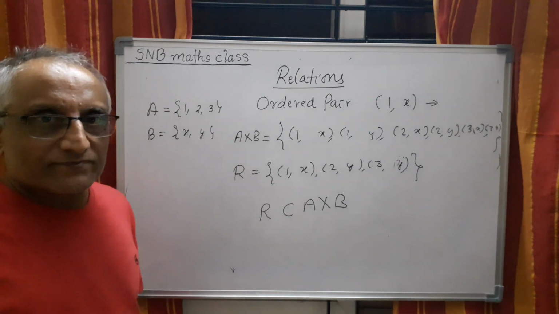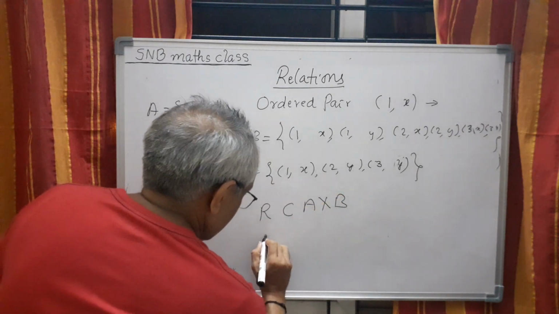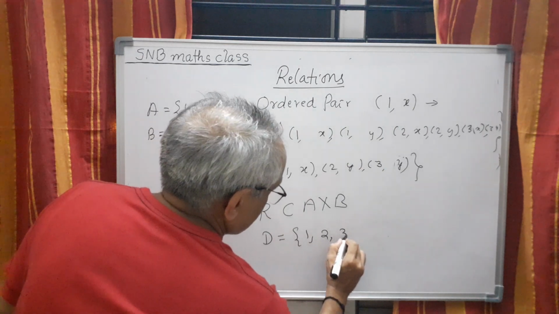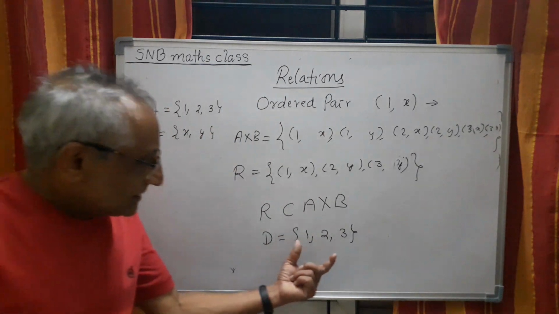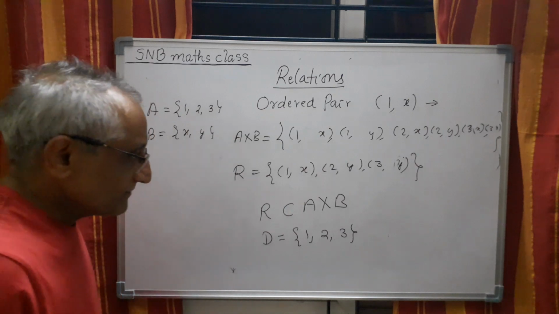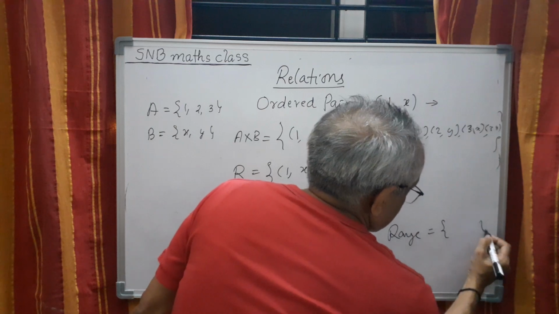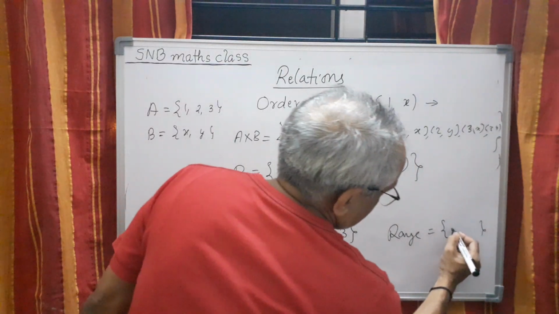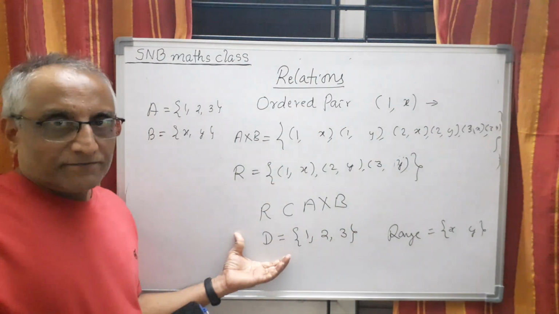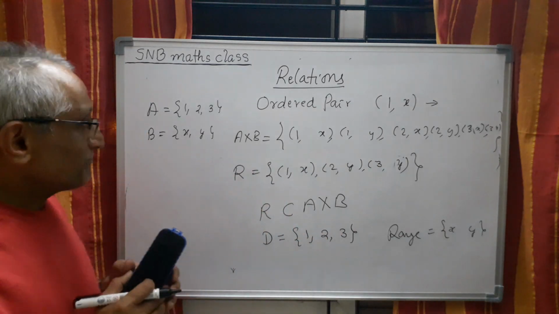This we studied. Then if you take the first element here, this is called the domain: 1, 2 and 3. This is not an ordered pair. The set of the first elements is called the domain of the relation. This also we studied. And range is the set of the second elements, x and y. So these are the things we studied last year, and this knowledge is required to continue further. Therefore, I am presenting once again.